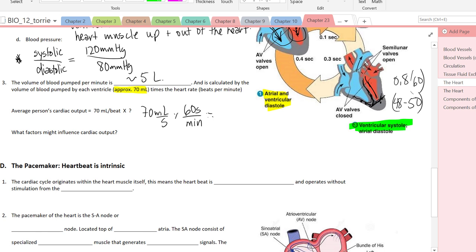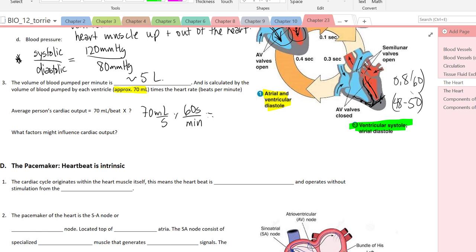So think of a big 4-liter plastic milk jug, right? And add another liter to it. That's about how much blood your heart is moving every minute, right? Multiply that by 60, you've got 300 liters in an hour.